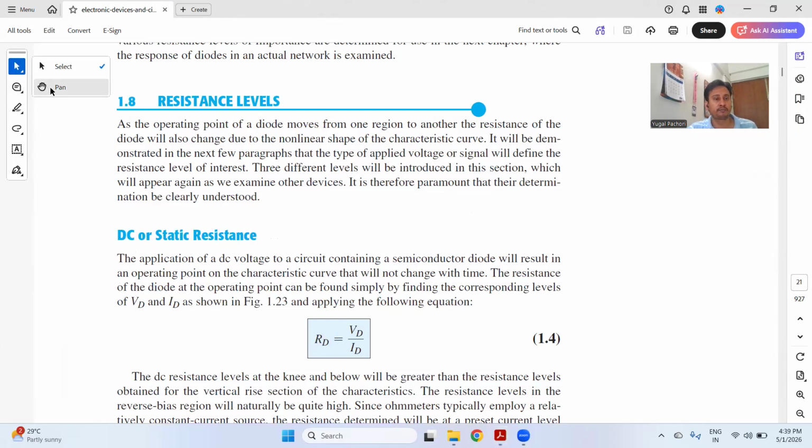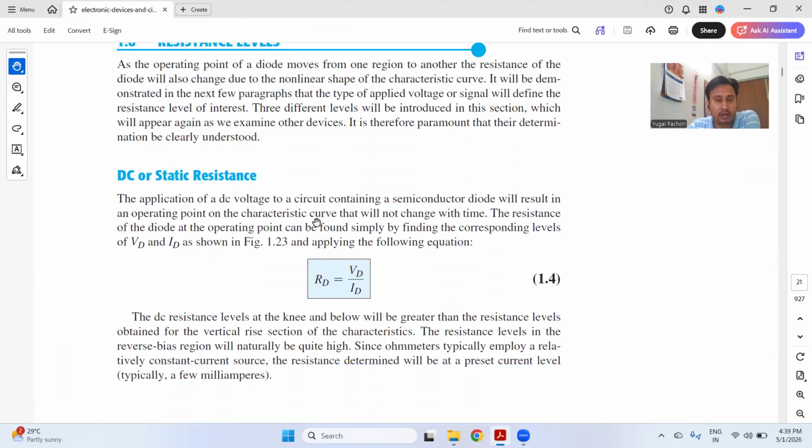Let me change the pointer. The mouse pointer is fine. The DC or the static resistance. DC or the static resistance means when the DC current is applied to the diode, then it will have a resistance that will be denoted by the voltage across the diode over the current through the diode. This is the DC resistance.